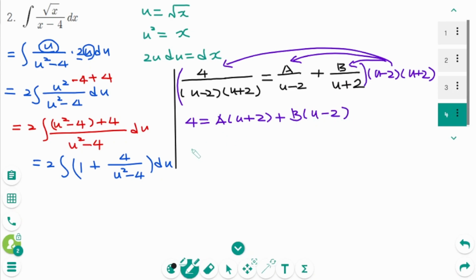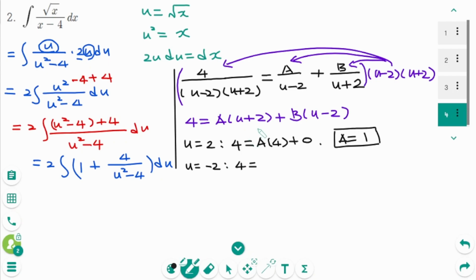To solve for a, if u is 2, then 4 equals a times 2 plus 2, which is 4, plus 2 minus 2 is 0. Then 4 equals a times 4. That means a equals 1. To solve for b, if u equals minus 2, then 4 equals minus 2 plus 2 is 0, plus b times minus 2 minus 2, which is minus 4. Then b equals minus 1.